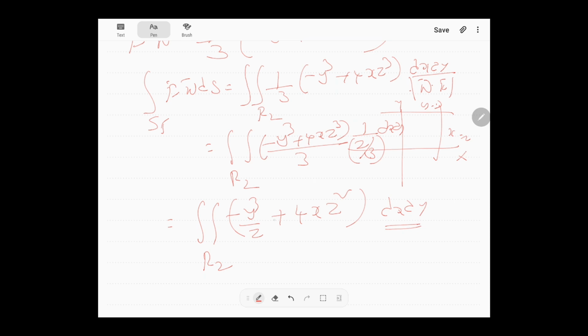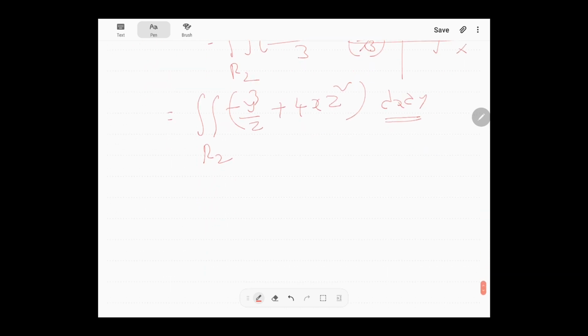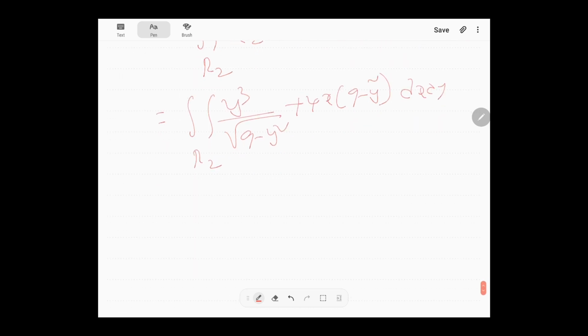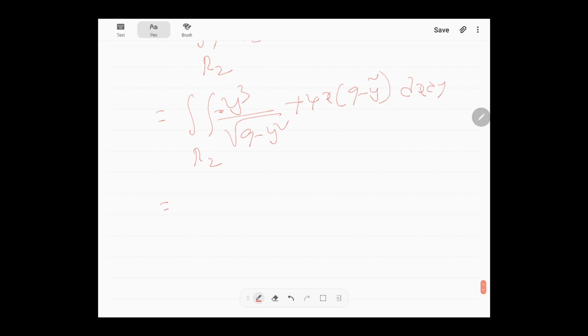dx dy. Because dx dy is there, everything should be in terms of x and y. Therefore, the double integral over R2 of y cube by z, where z is root over 9 minus y square, plus 4x z square, where z square is 9 minus y square, dx dy. Now I need to do the integration. Of course, this is a minus sign. So x limits are 0 to 2, y limits are 0 to 3. This is 36x minus 4xy square minus y cube by root 9 minus y square dx dy.